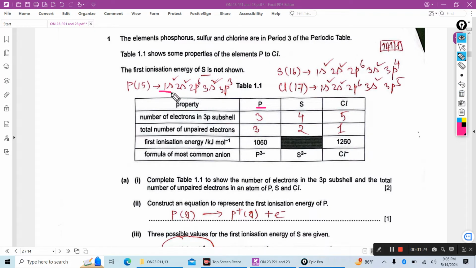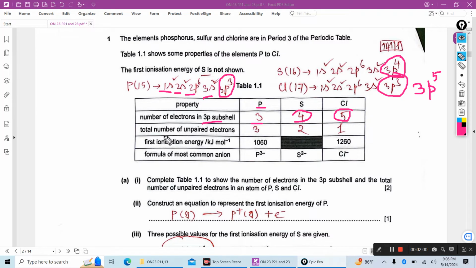Phosphorus, you see 1s2, 2s2, 2p6, 3s2, 3p3, so the 3p subshell has 3 electrons, and sulfur 3p4, the 3p subshell has 4 electrons, and chlorine 3p5, so the 3p subshell contains 5 electrons.